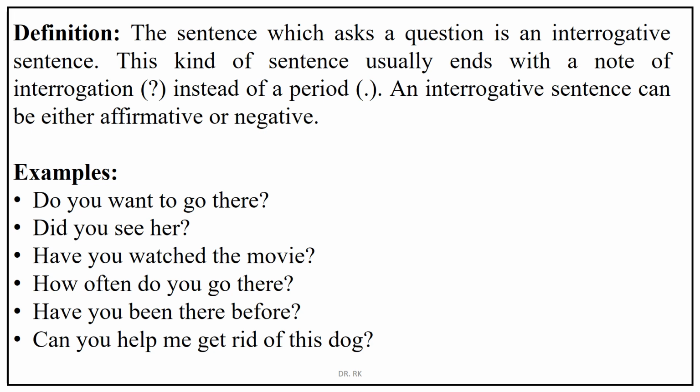This kind of sentence usually ends with a note of interrogation, question mark, instead of a period, full stop. An interrogative sentence can be either affirmative or negative. More examples of interrogative sentence. Do you want to go there? Did you see her? Have you watched the movie? How often do you go there? Have you been there before? Can you help me get rid of this dog?